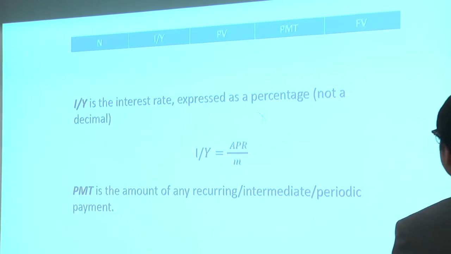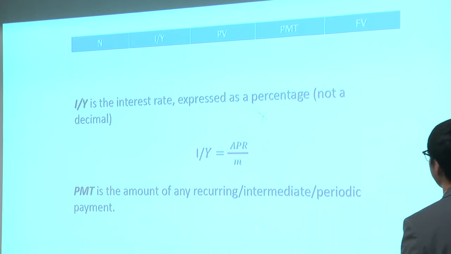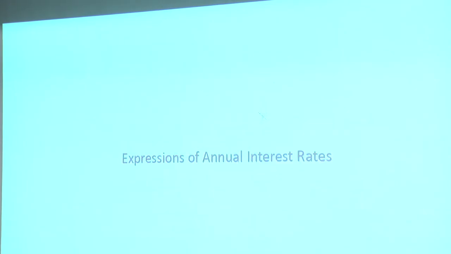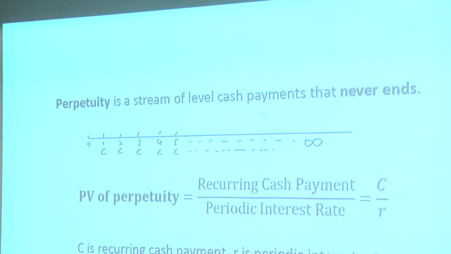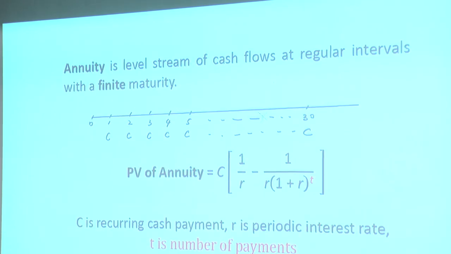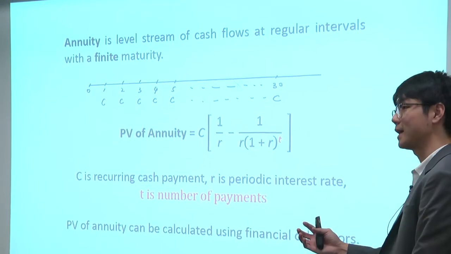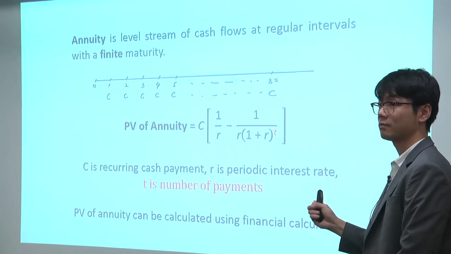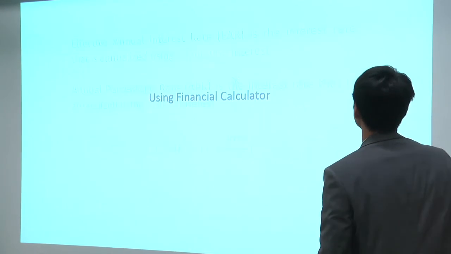The payment is the amount of any recurring, intermediate, or periodic payments. Here the payment has one condition: the payment has to be the same. If your payment is not the same, you cannot put a payment in this key. So for an annuity, that's fine, right? Annuity payments are the same. Later on in the bond chapter, you can see the coupon payments are the same. But if your payments are not the same, you cannot use this function.